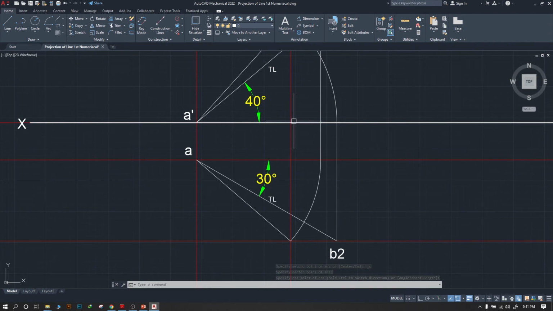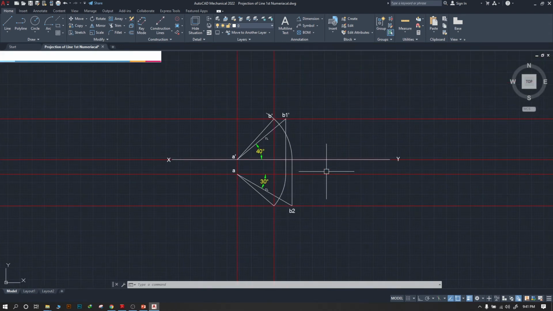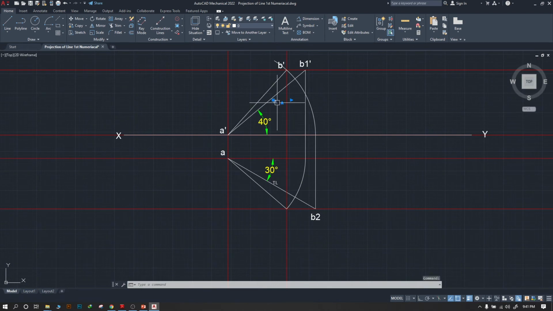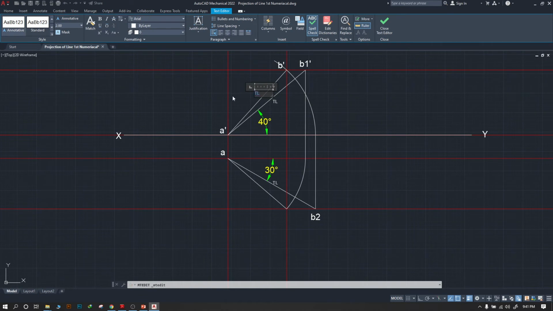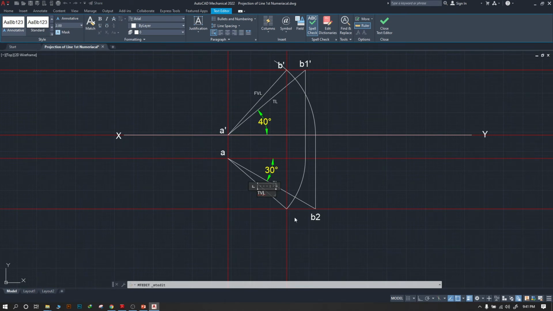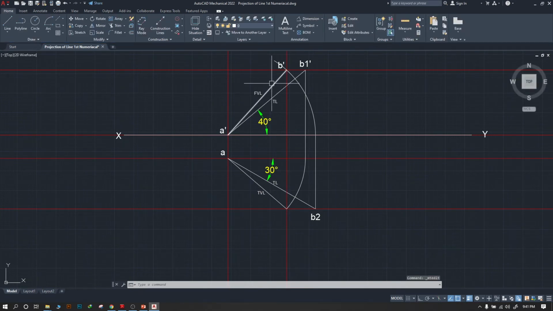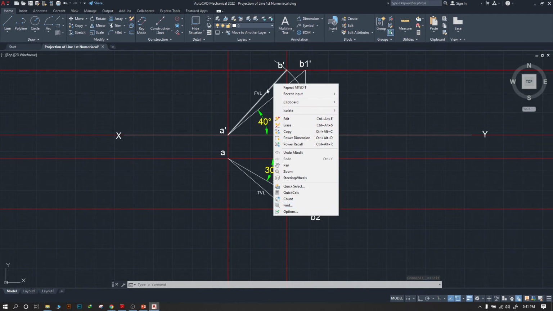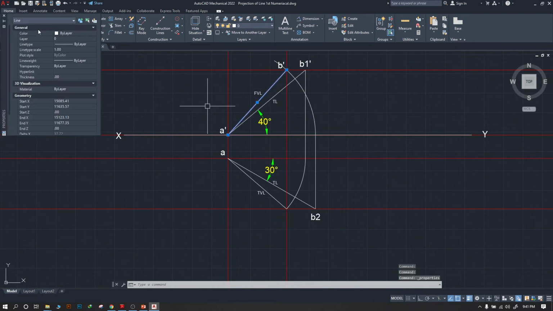So to solve any numerical of the lines, we have multiple options. Right here, front view length. Okay, also we will write here properties of the line. So firstly I will change the color to red for the front view length, and also the line weightage.